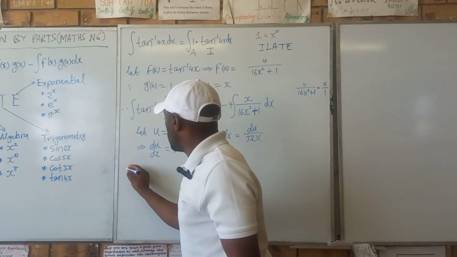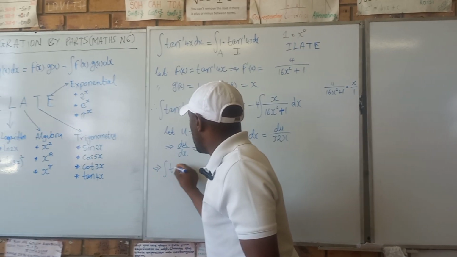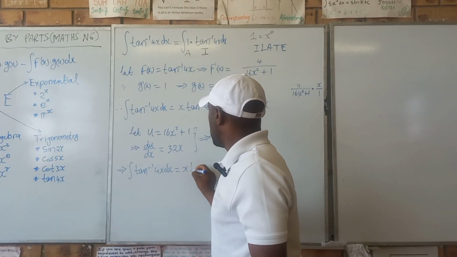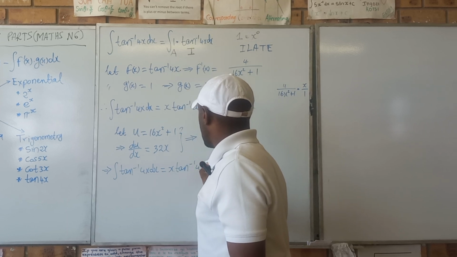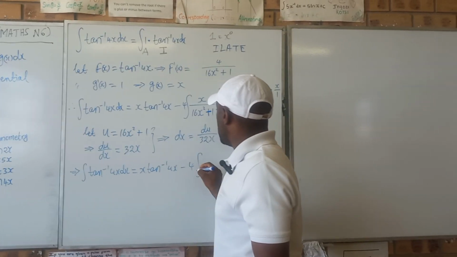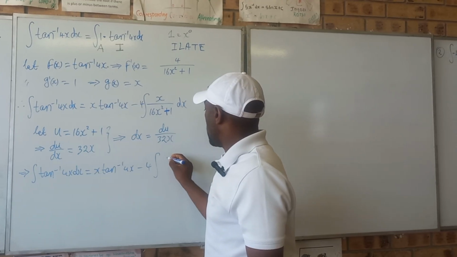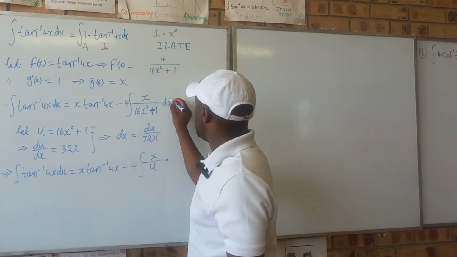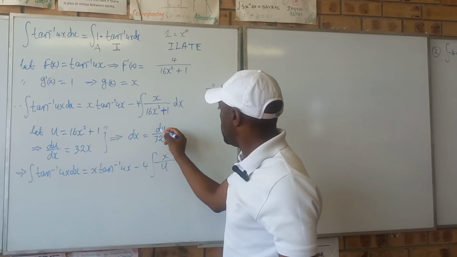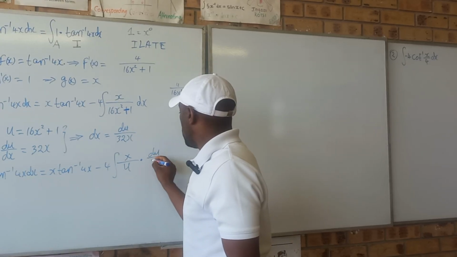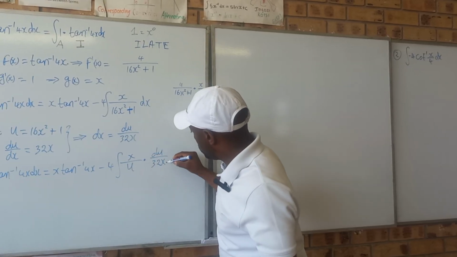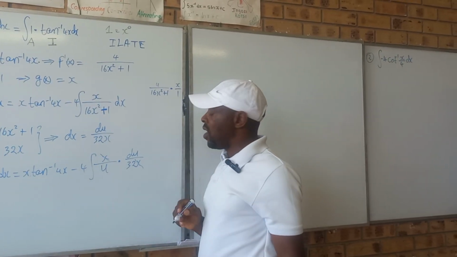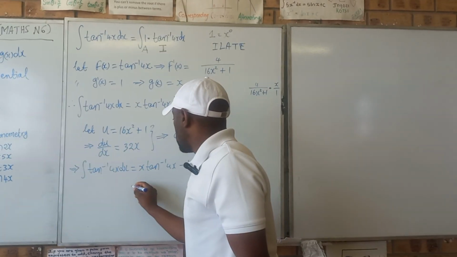So if I get back to my integral, I'll get the integral of arc tan 4x dx being equal to x arc tan 4x, then minus 4. Then in this integral, I'm replacing my 16x squared plus 1 by u. Then I replace dx by du on 32x. In that case, you see that x will take care of x. 32 in the denominator will go out as 1 over 32.